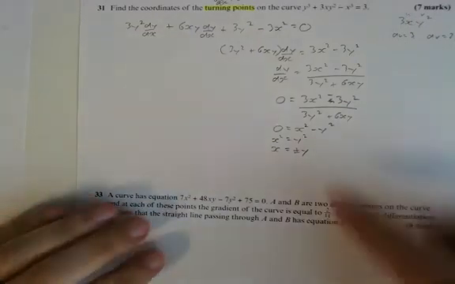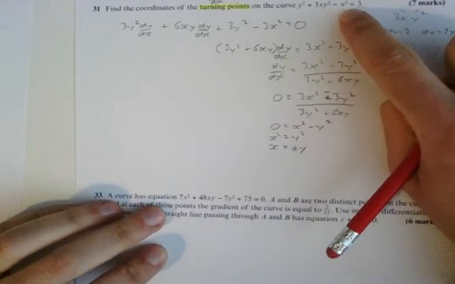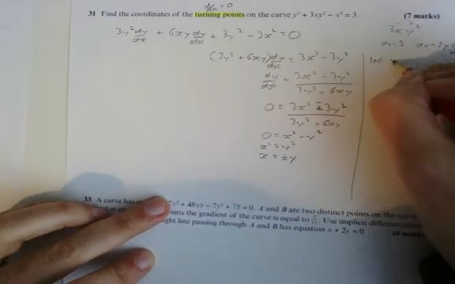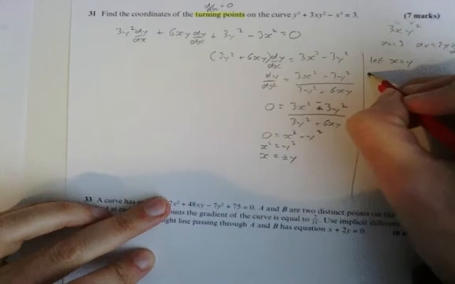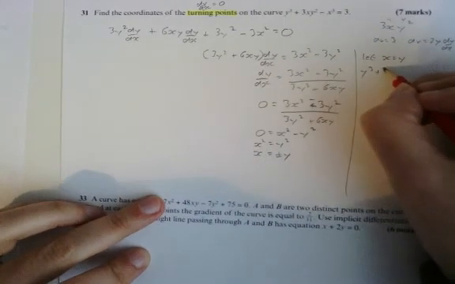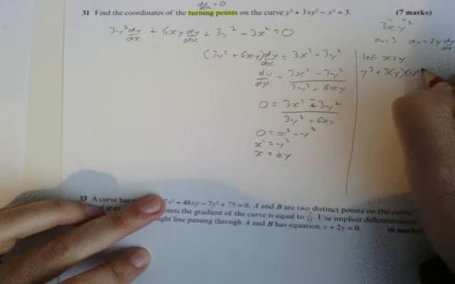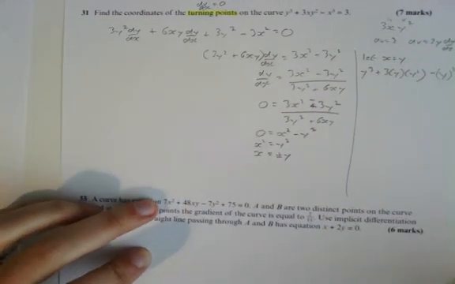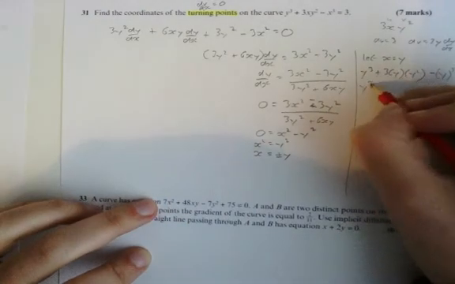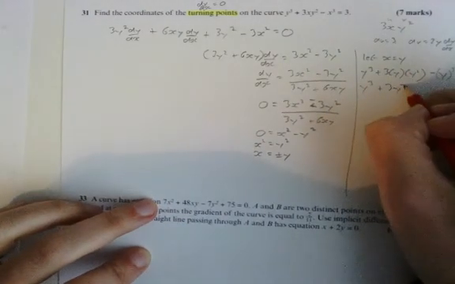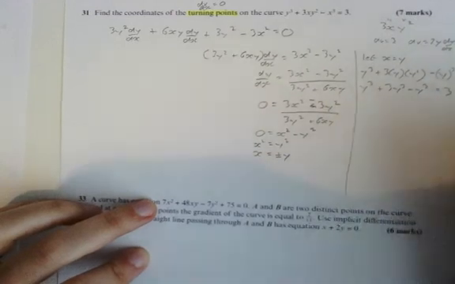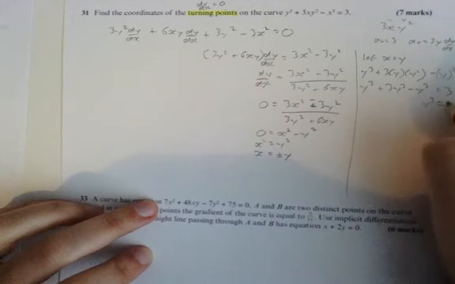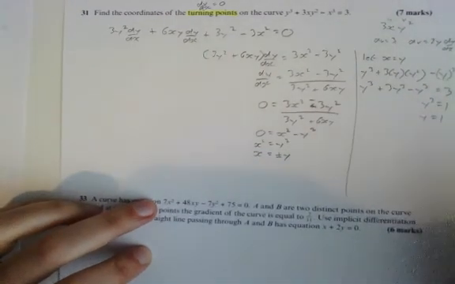Now what that means is that I can sub that into this at the top. So if I let x equal y, the top thing then becomes y cubed plus 3 times y squared times y, minus y cubed equals 3. Okay, which gives me y cubed plus 3y cubed minus y cubed equals 3. Simplify all that out, you're going to end up with y cubed equals 1, which means that y is 1.